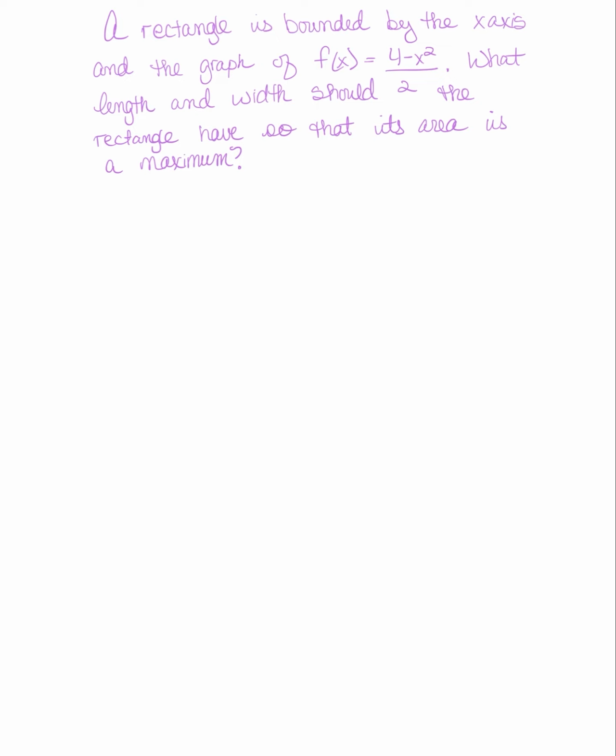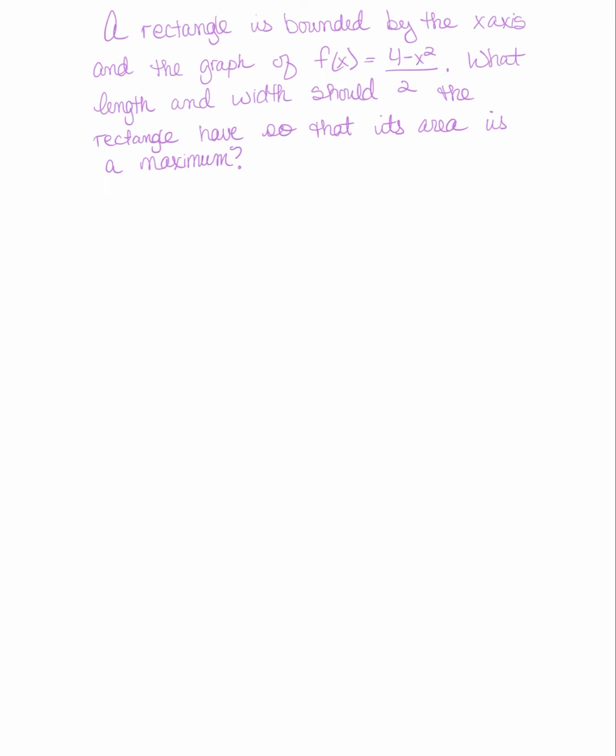Okay, so what if you have an optimization problem that says a rectangle is bounded by the x-axis and the graph of f of x equals 4 minus x squared divided by 2. What length and width should the rectangle have so that its area is a maximum? Okay, so if we take this apart here, we see that we're going to need to draw a picture.